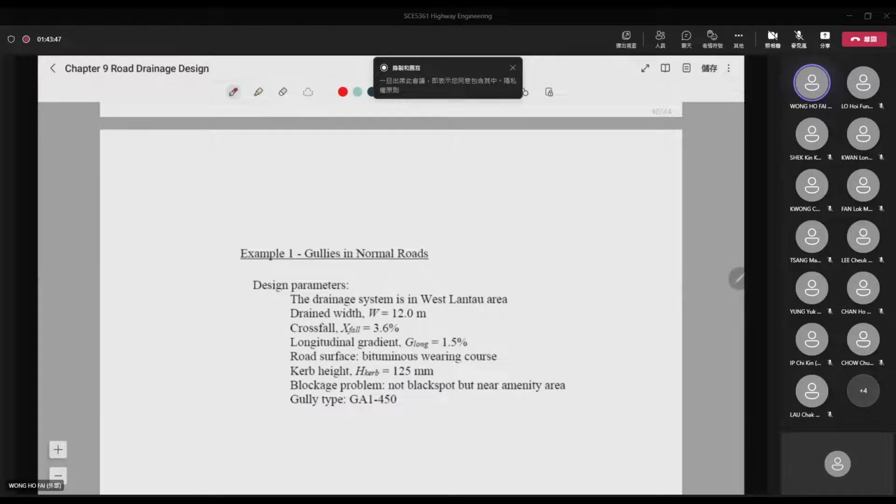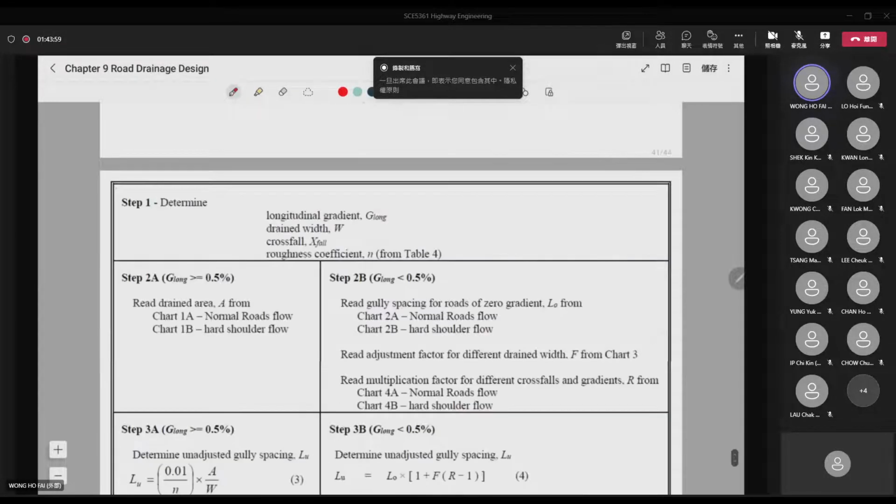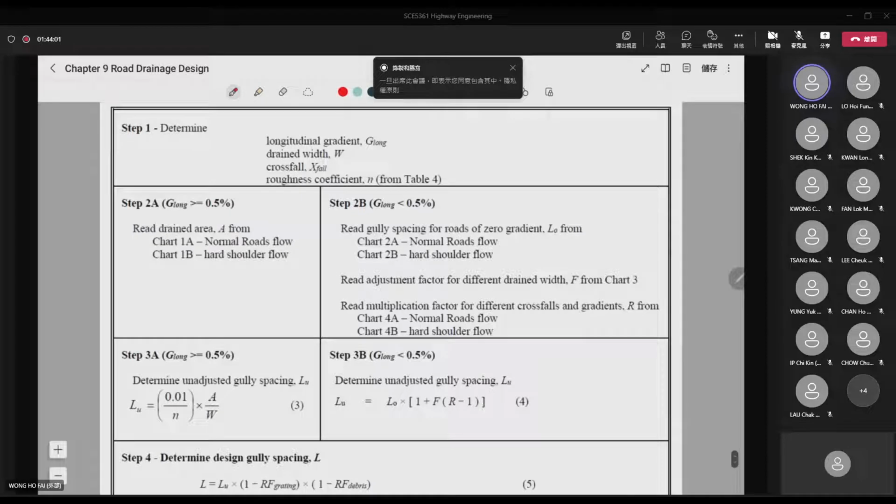Okay, then we can continue. Here you can see that we actually have an example, and then we can do it together afterward. I will just give you a summary for the design of the drainage. Just follow this guideline, and you will know how to design your drainage width.